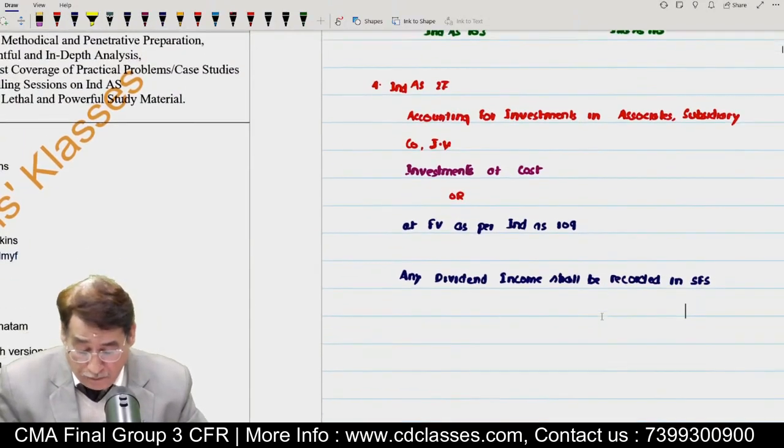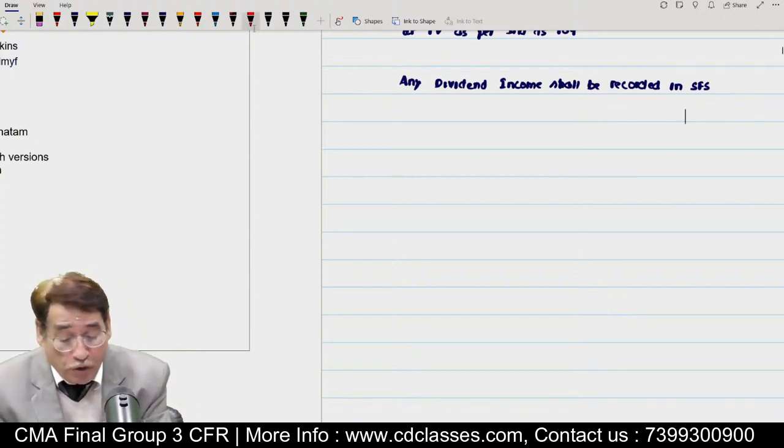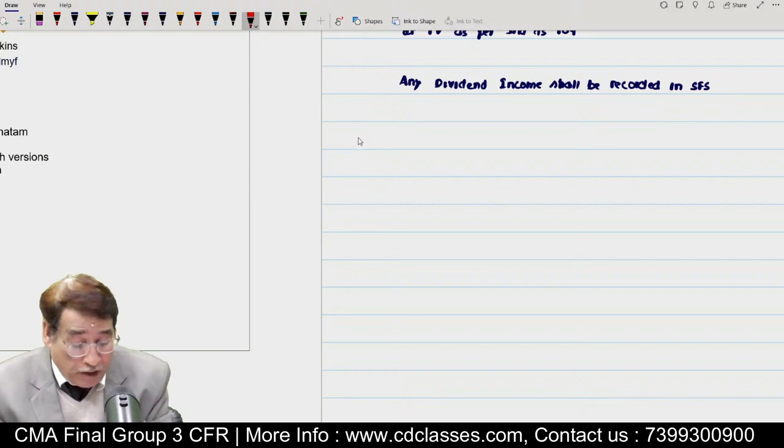So after having completed up to this particular point, now I move over to the fifth portion. I hope up to this particular point everything is clear.